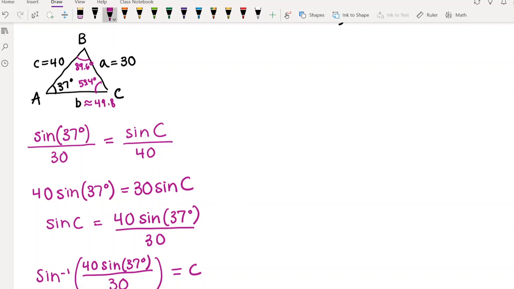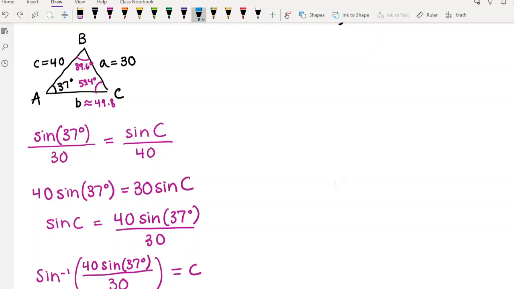And I mentioned this, I think, in yesterday's video, but it's always good to do a quick check that the biggest side is really across from the biggest angle, because I think that will help you catch any mistakes that you made with your calculator. So in this case, our biggest angle is 89.6 and the biggest side is 49.8. So that does work out. And then the smallest angle is 37 degrees and the smallest side is 30. So it is true that the small side is across from the smallest angle and vice versa.